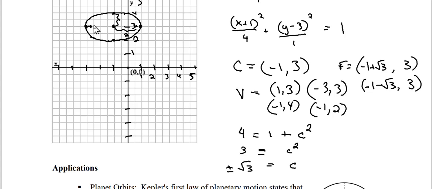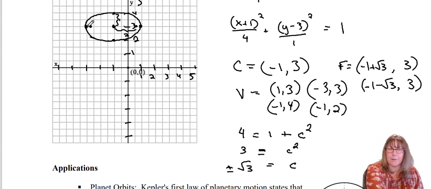That's how we write equations of ellipses. That is how we find information about these ellipses. It would probably be helpful to know why we care about those things. So we need to look at some applications of ellipses. Stay tuned for the next video where we will do that.